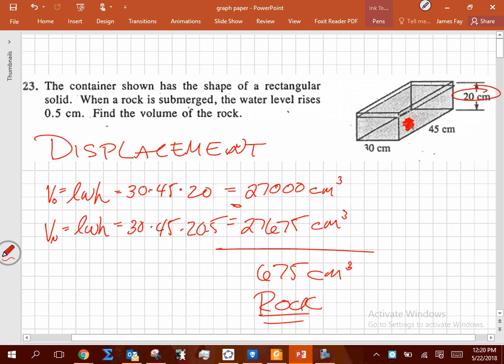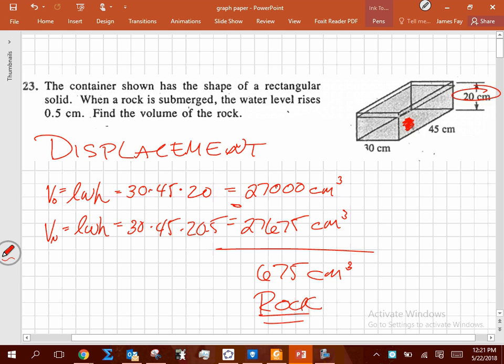Yes, that'll work. I don't know if that's the right word, but the assumption then is that the rock is not so much an irregular shape, but a prism itself, which would be fine. Yes, that'll work.